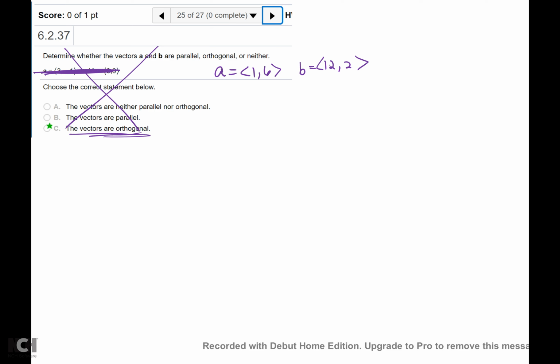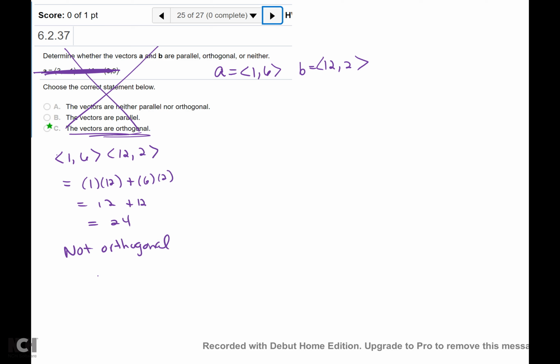So if I'm using these vectors, if I try and see if they're orthogonal, 1, 6 times 12, 2, would be 1 times 12 plus 6 times 2, which is 12 plus 12, which is 24, which means they are not orthogonal. But what are they? Are they parallel or are they neither? Well, I don't know. I've got to figure out what theta is.